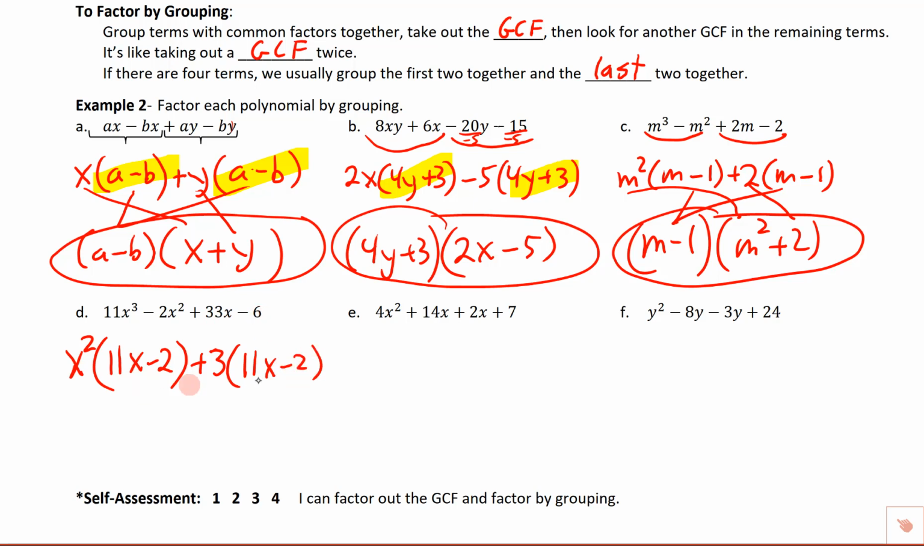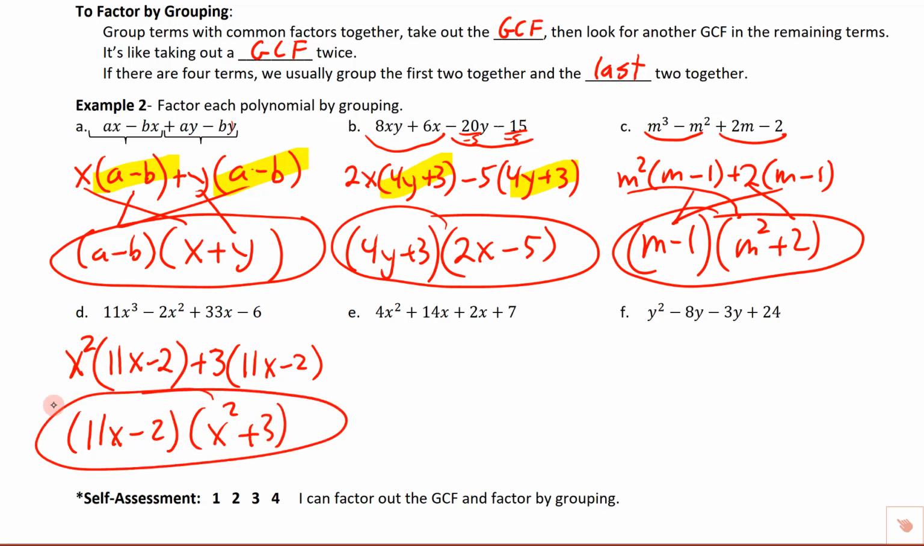So notice we've got 11x minus 2 in both of those. So there's our common factor of 11x minus 2, and we write down what's left. What's left is the x squared from the first one, the plus 3 from the second one, and that is factored completely. Okay, I'm going to do 2 more.